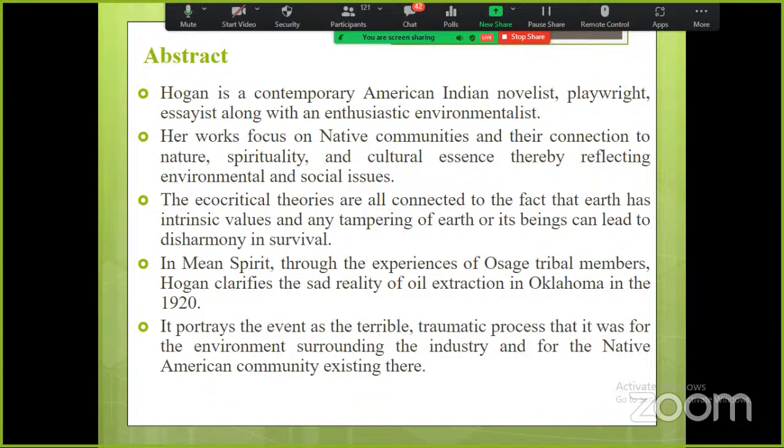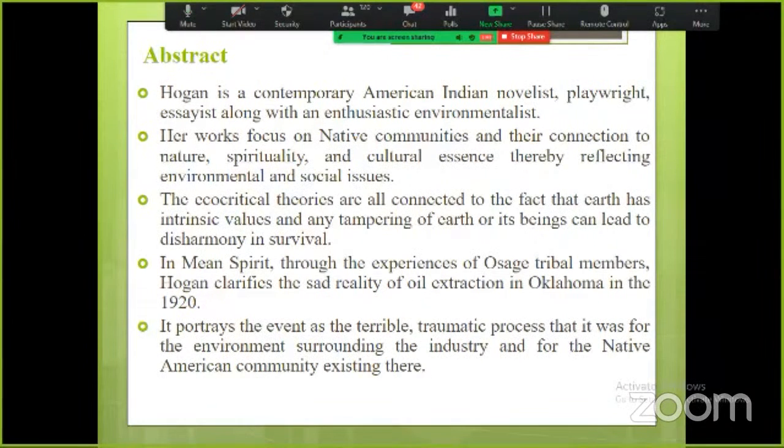In Mean Spirit, through the experiences of Osage tribal members, Hogan clarifies the sad reality of oil extraction in Oklahoma in the 1920s. It portrays the event as the terrible, traumatic process that it was for the environment surrounding the industry and for the Native American community existing there.